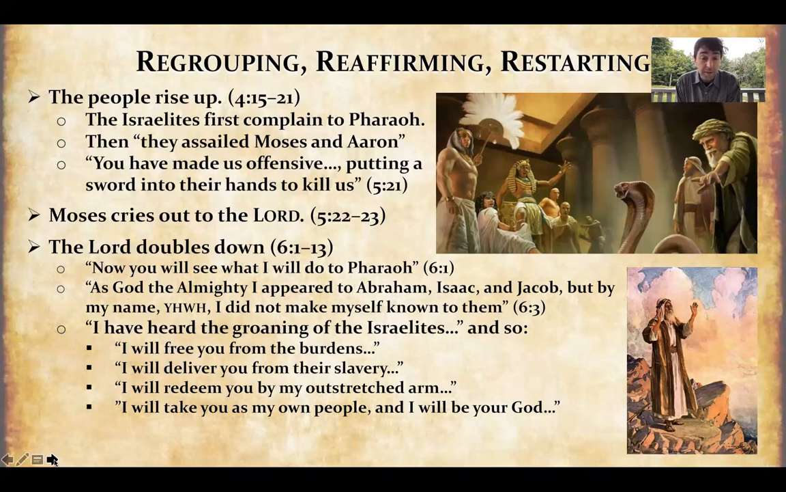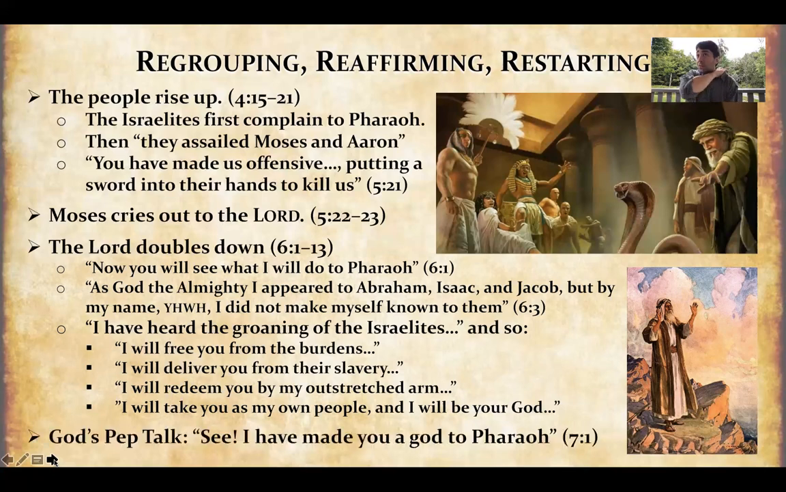These 4 promises of freedom, deliverance, redemption, and acceptance, or communion even, are the basis for the 4 cups of wine that are commemorated or that are drunk at the Passover meal, even to this day, as a remembrance of these specific promises, these expressions of God's intention to set the people free. So this is God's pep talk.